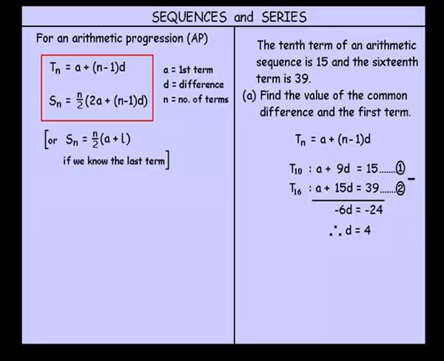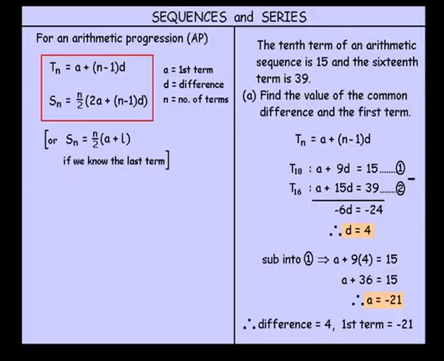So we found the common difference. We substitute this into equation 1 because we need to find A. So instead of D, we're going to replace that with 4. So we have A plus 9 times 4 equals 15. That works out to be A plus 36 equals 15, and solving that, therefore A equals minus 21. So as our final step, we should just jot down what we have. D equals 4, A equals minus 21, therefore the difference is 4, and the first term is negative 21.